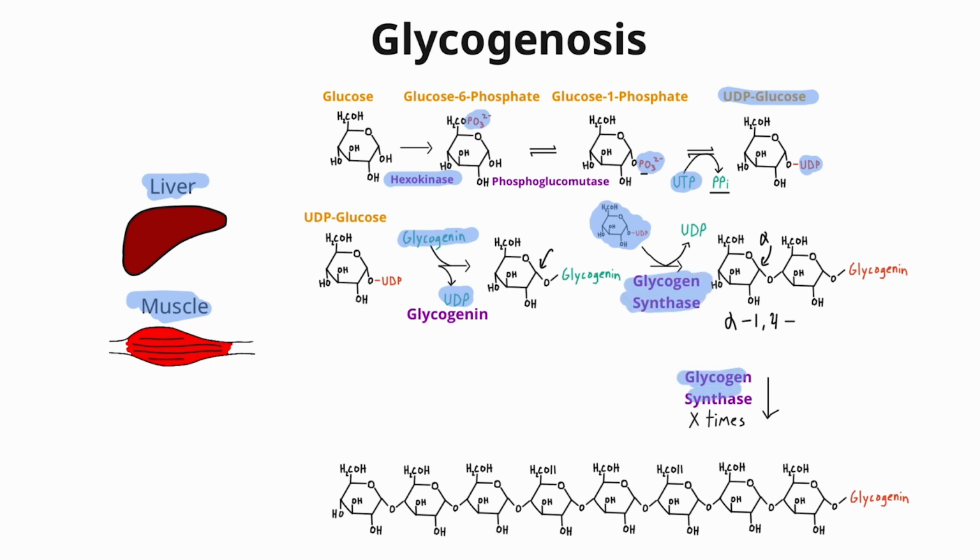From here, glycogen synthase continues to add glucose from UDP glucose, and every time it adds one, it puts it onto the 4th carbon on the glucose on the end of that chain. It continues doing this, creating a long chain of glucose molecules.